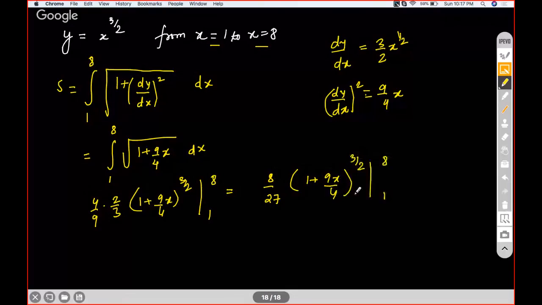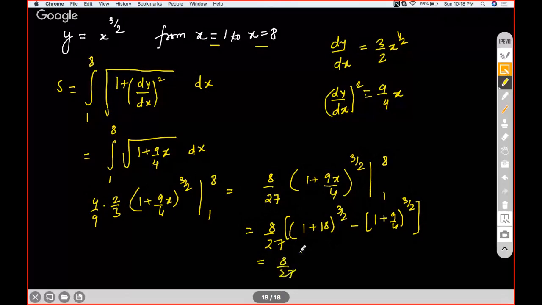When you put 8, you get 1 plus 18, that's 19. 19 to the power 3/2. Yeah, there you go. Keep it. That's why they asked you to use a calculator here. 19 to the power 1.5 minus this will be 13/4 to the power of 1.5.